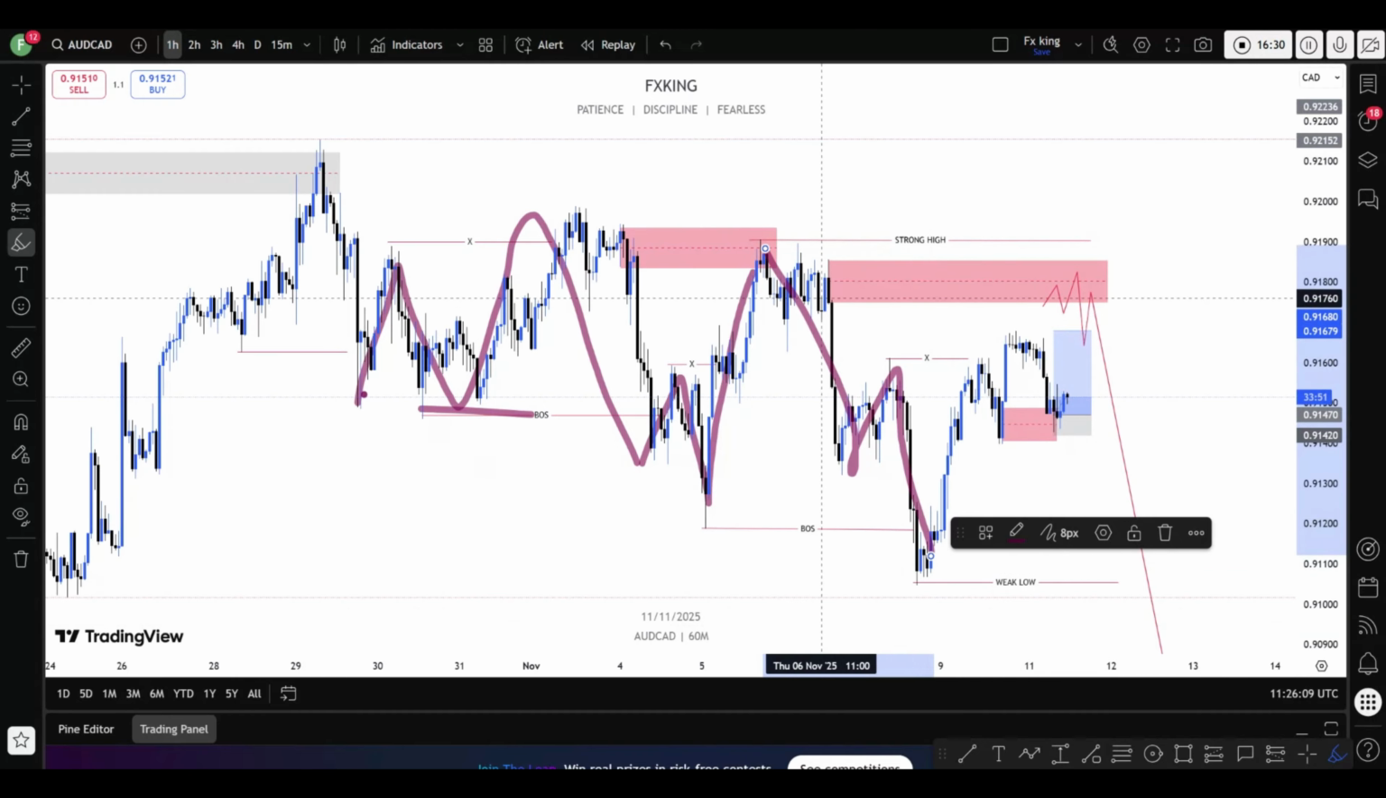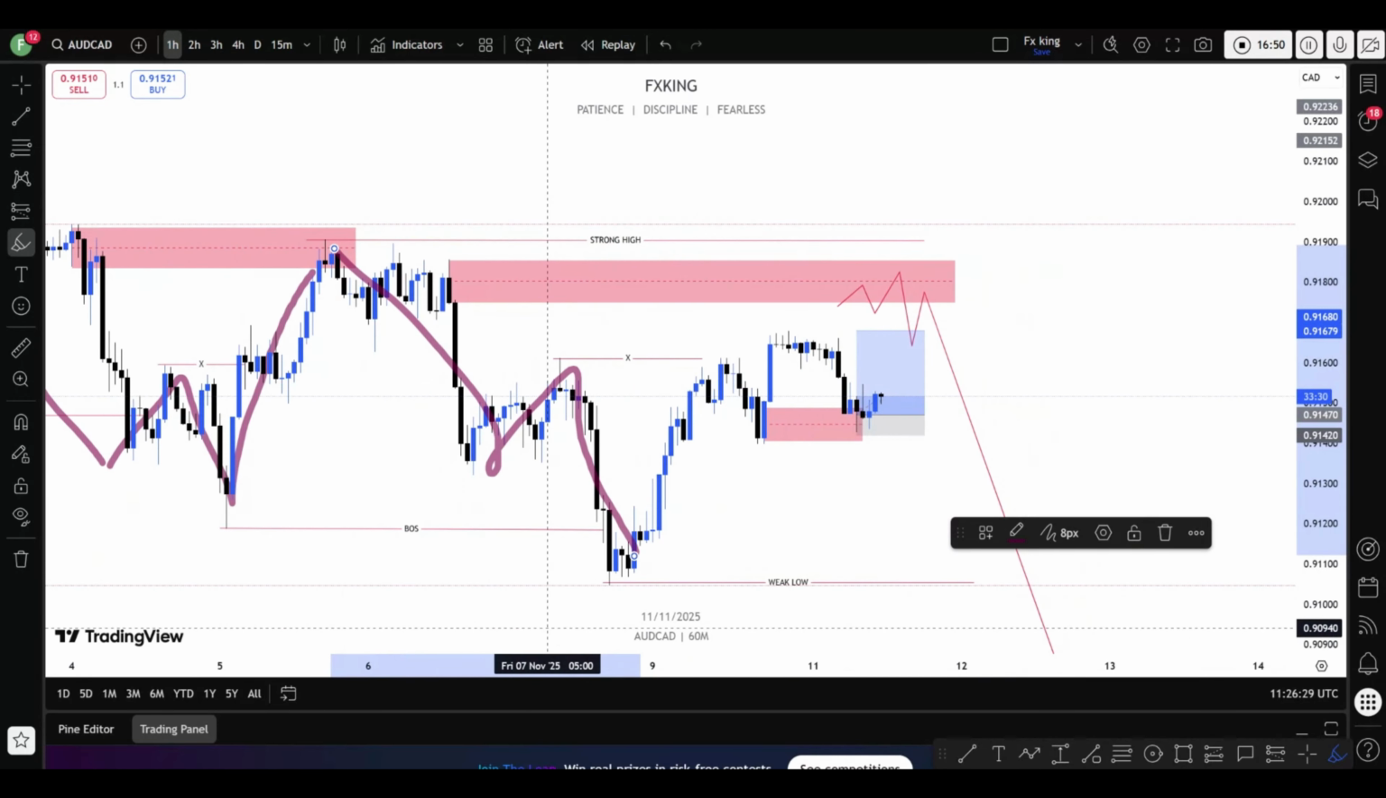So the first thing we are going to look at is identifying our inducement. So this is our minor inducement here. What normally happens is this market will tend to take out this inducement, then it might tap into our point of interest and drop. So we have this point of interest that we are looking to sell from.